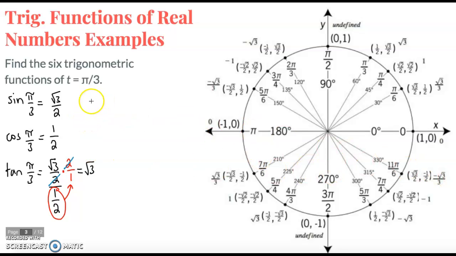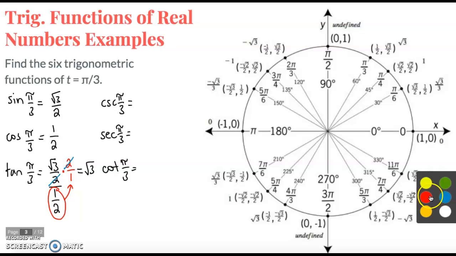Now we're going to move on to our cosecant, secant, and cotangent answers. To get these, the first thing you have to do is find the reciprocal of your sine, cosine, and tangent, or if you want to write yourself a note, you're going to flip these previous answers. That's what it means to find the reciprocal.